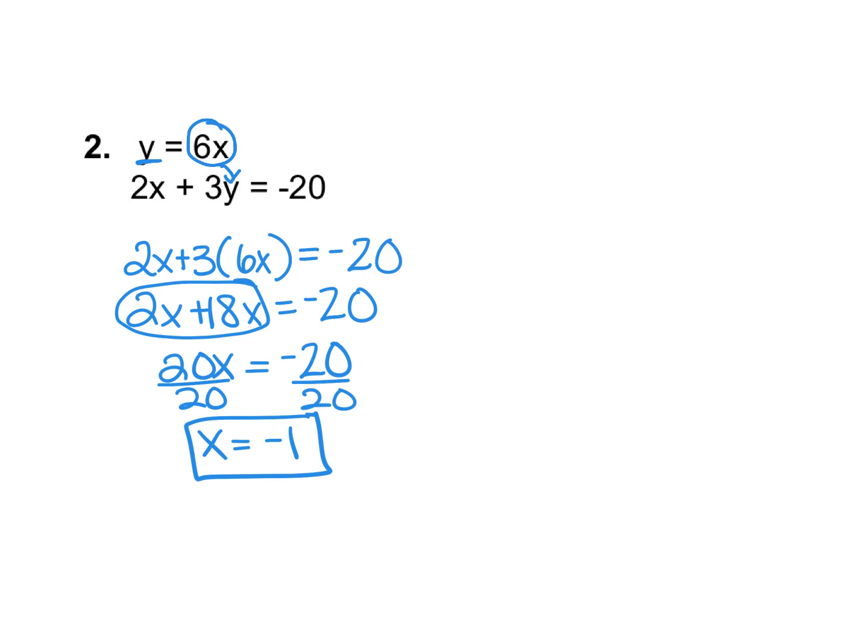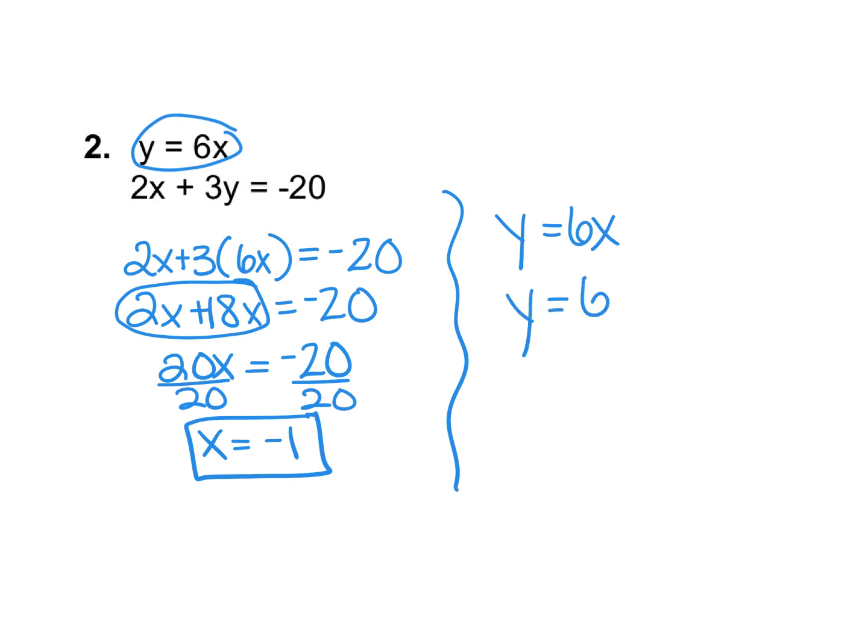Now that I have my x, we're going to look to find the value for y. I could plug it into either one of these equations up top, but we can see this is clearly the easier one. The simpler equation is what I would plug that negative 1 into to find the y. So I'm going to take y is equal to 6x, and if x is negative 1, I'm going to plug it in there for that x. So I have 6 times negative 1. Y then is equal to negative 6.